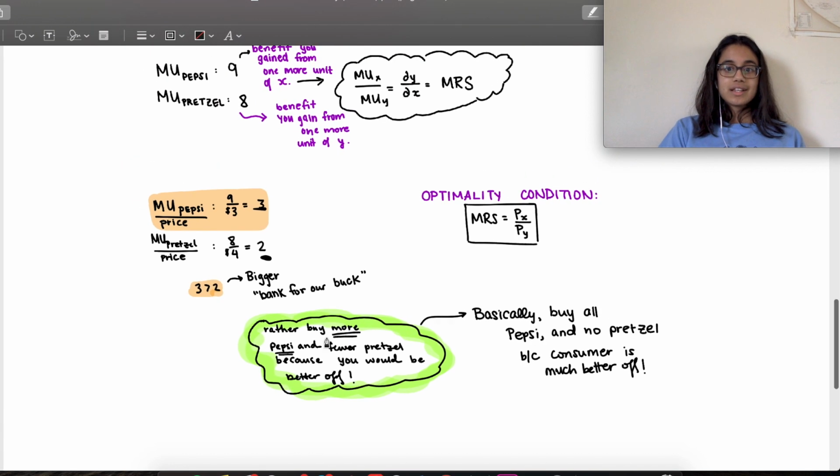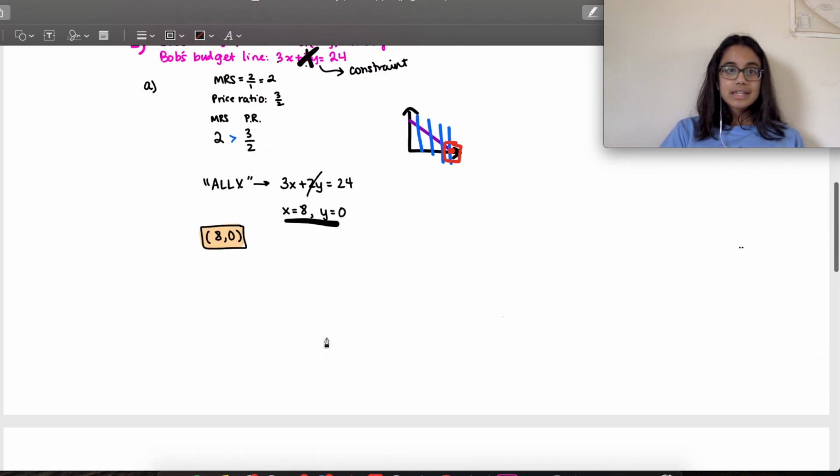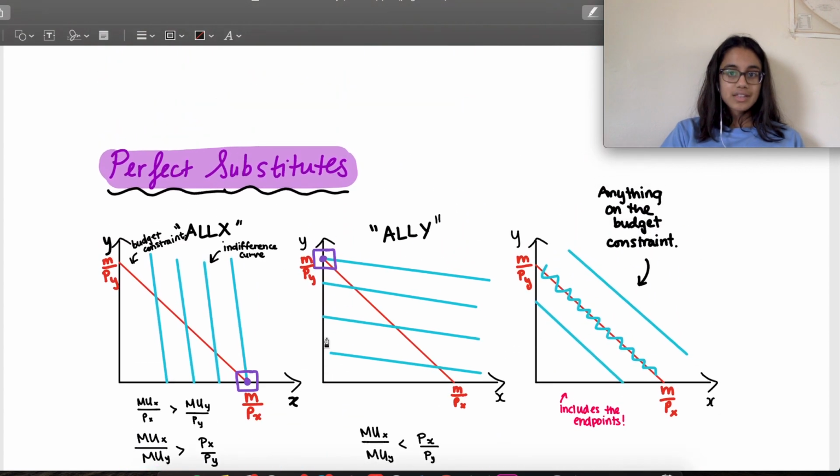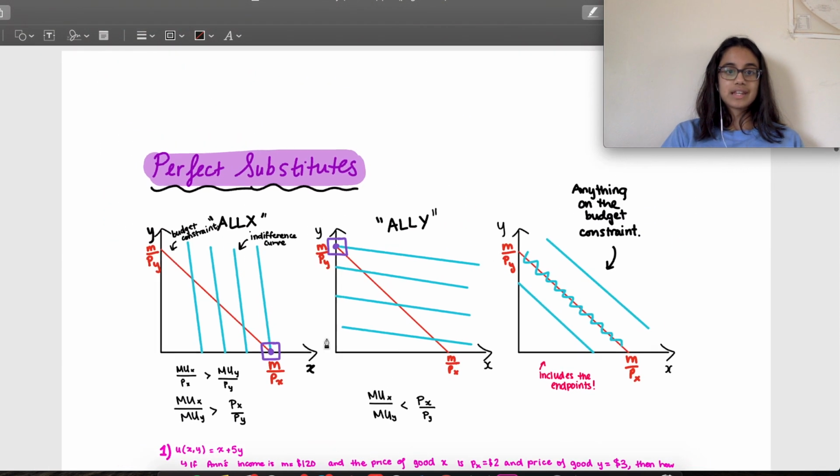So it's really easy when you understand the intuition, and understanding these 3 diagrams is really helpful during the exam and in econ in general.